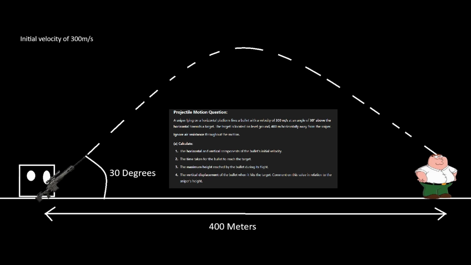Now let's say hypothetically, a sniper lying on a horizontal platform fires a bullet at a velocity around 300 meters a second at an angle of 30 degrees above the horizontal towards a target. The target is located on level ground, 400 meters horizontally away from the sniper. Ignore air resistance throughout this motion.